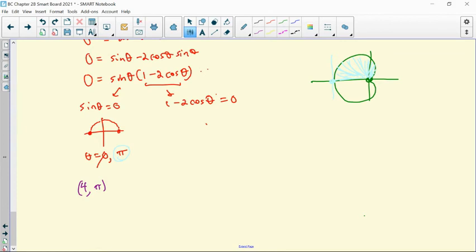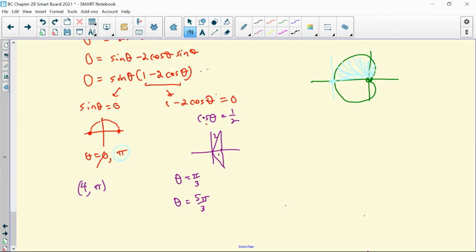Now, let's solve the second one over here. So 1 minus 2 cosine of theta equals 0. This is equivalent to saying when is cosine of theta equal to 1/2. And cosine of theta equals 1/2 in quadrants 1 and 4. So a 1 to 2 ratio would be a 60-degree angle in the first quadrant or a 60-degree reference angle in the fourth quadrant. So either theta is pi thirds or theta is 5 pi over 3.